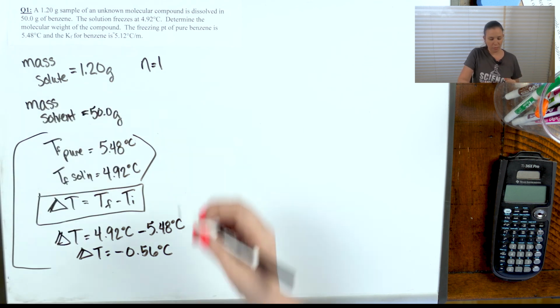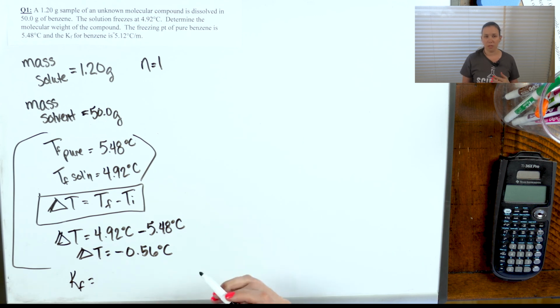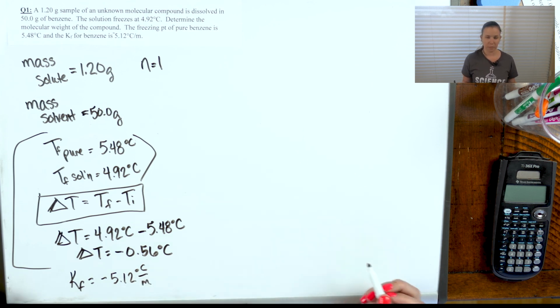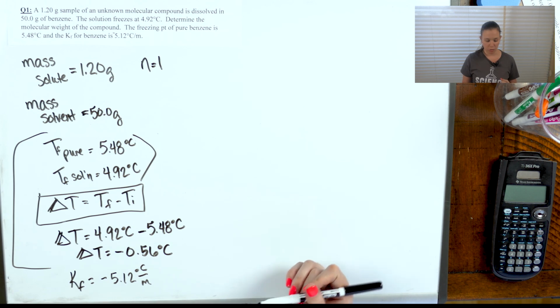The one other thing that I want to add to my list here is the KF, which, since the solvent isn't water, is not the typical KF of 1.86. It's actually a negative 5.12 degrees Celsius per molality. So now I want to start looking at which formula I can use first.